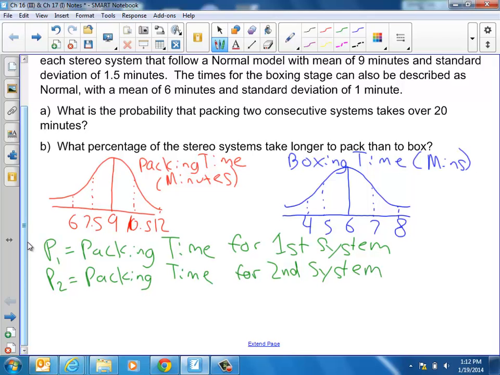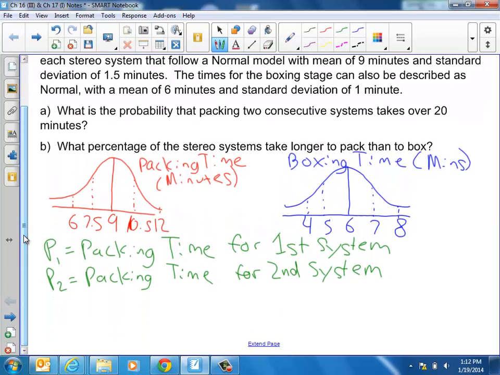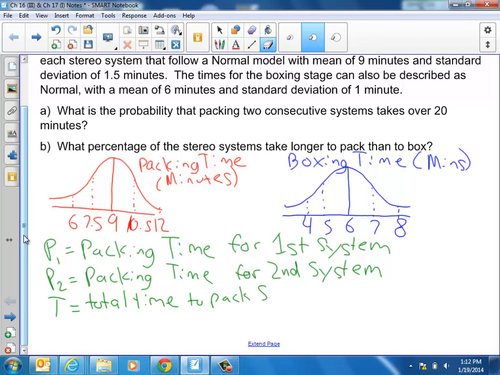One of the things that's great about random variables that follow normal models is that as long as your variables are independent, a combination of these variables, in this case a combination of P1 and P2, also follows a normal model. That's key. So if I say that T is equal to the total time to pack, not S systems, 2 systems, then T will also follow a normal model. And that's the normal model we don't have yet, that we need to answer this question.